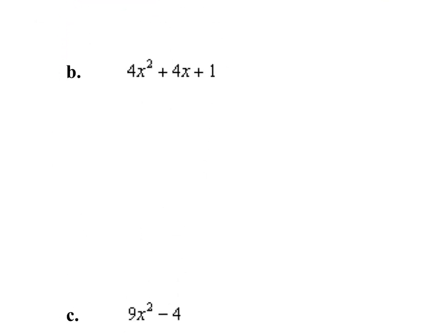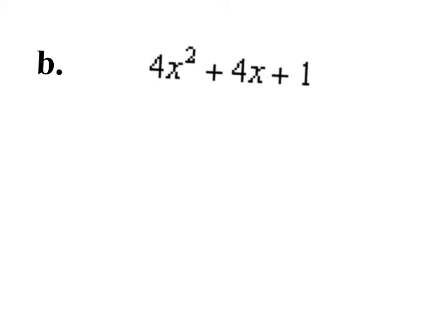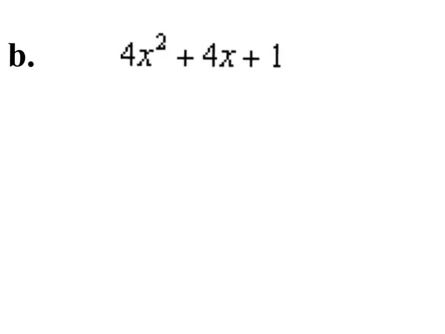Okay, the next one is 4x squared plus 4x plus 1. And remember with this one, this is a special product. We've got a perfect square in the front and a perfect square in the back. So let's check to see if it actually is a perfect square trinomial. What is the square root of 4x squared? Well, that is 2x. What is the square root of 1? Well, that is 1. And now if I take those, 2x times 1 is 2x, but if I double it, I do get 4x. Therefore, I know this is a perfect square trinomial.